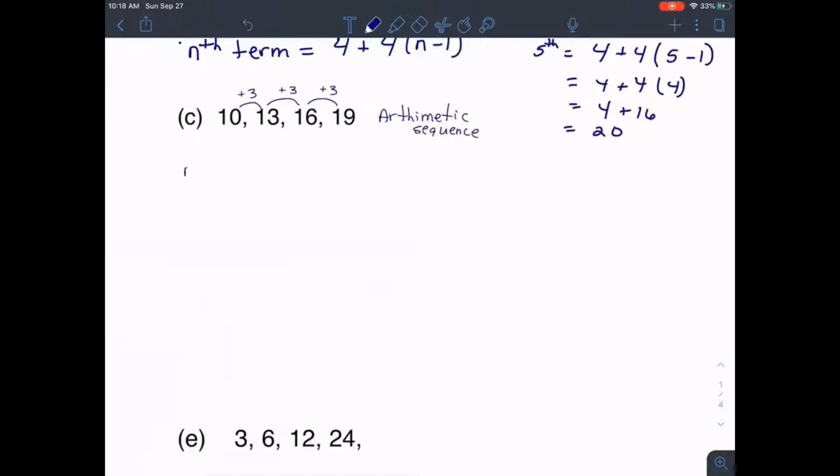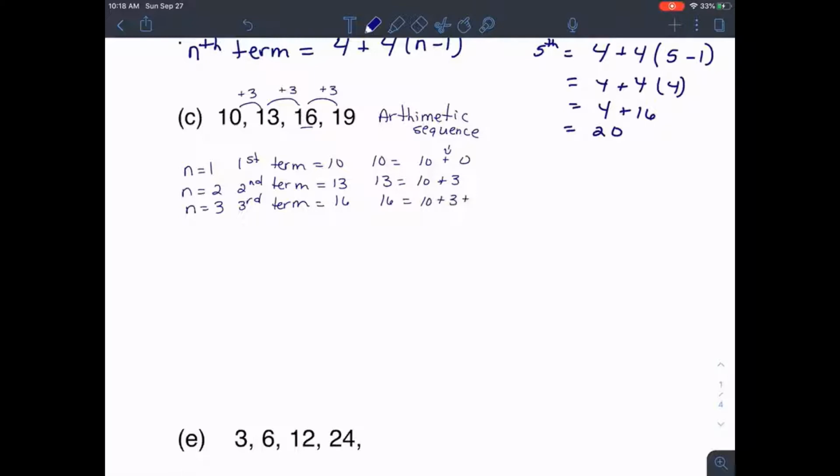All right, so first we do our first term. n equals 1 equals 10. So we have 10 is equal to 10, our starting number, plus 0. We're doing a plus because it's arithmetic. So we have n equals 2, our second term equals 13. So we have 13 equals 10 plus our difference of 3. Third term is equal to 16. So 16 is equal to 10 plus 3 plus 3.